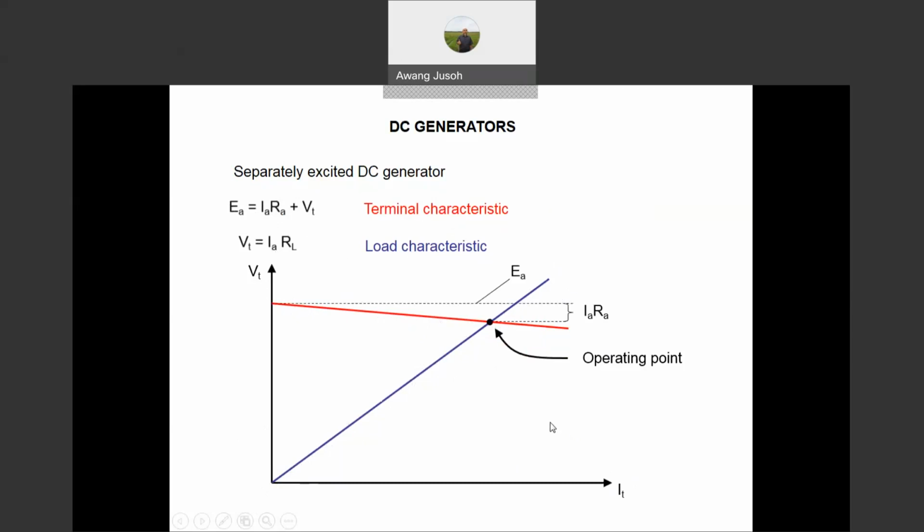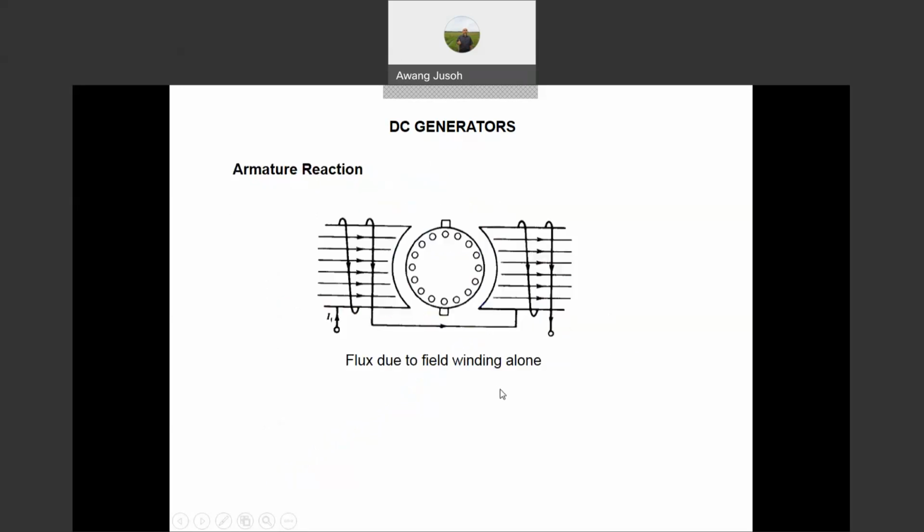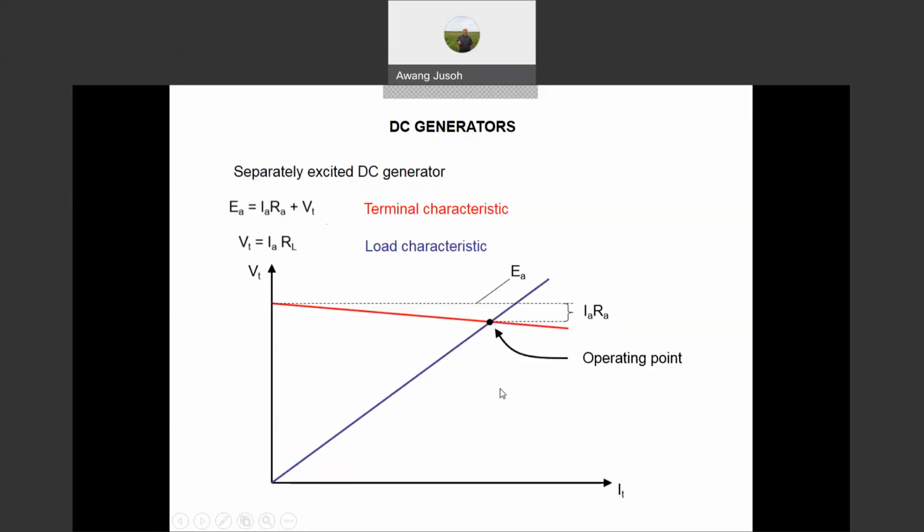And this is the IA RA drop. Here you can see the ideal case: if the machine has no RA, then you get the dotted line there. But when IA is bigger, you get a drop. The bigger the IA, the bigger the drop. Or the bigger the current, the bigger the drop. Okay, I hope this is very clear for us to understand the DC generator.